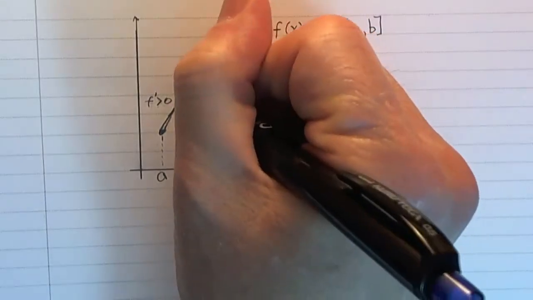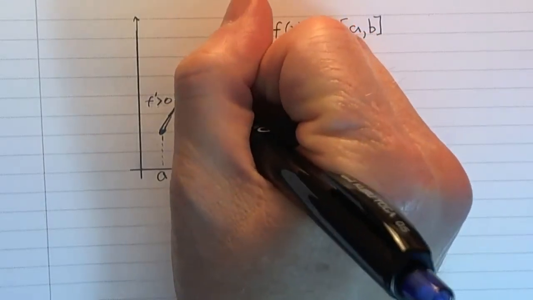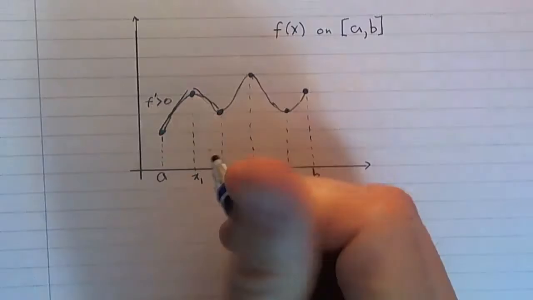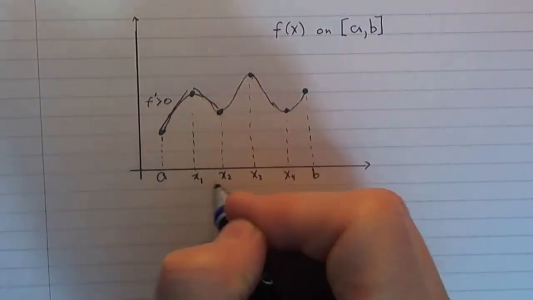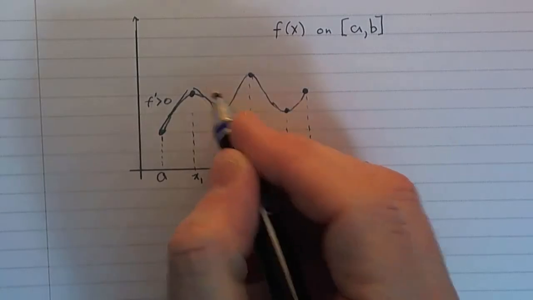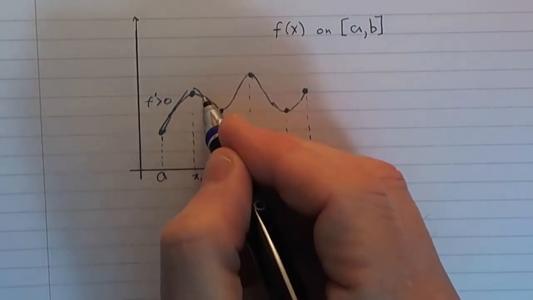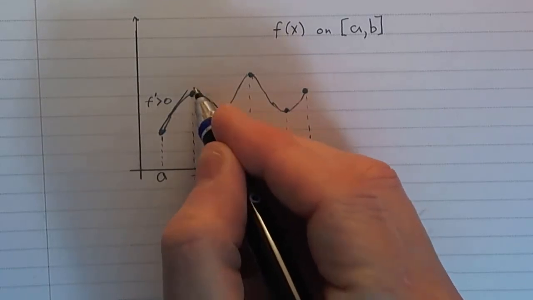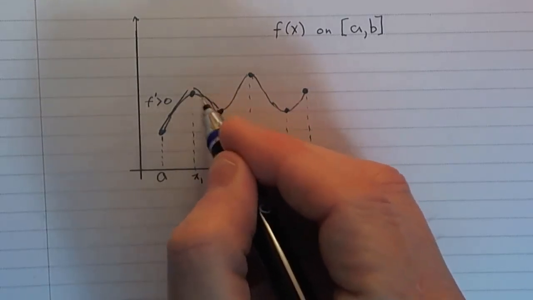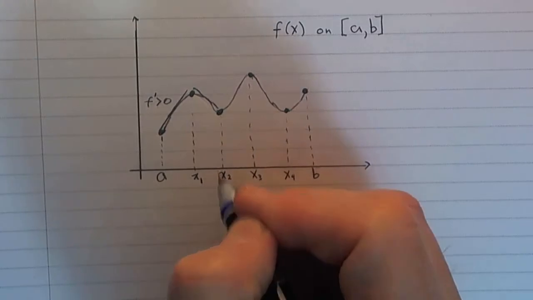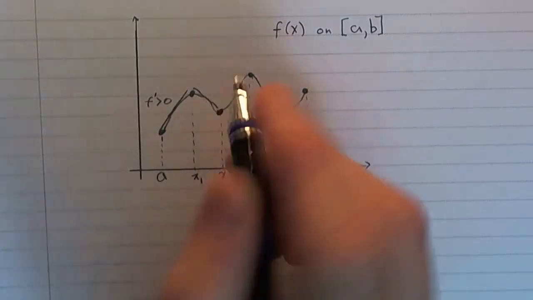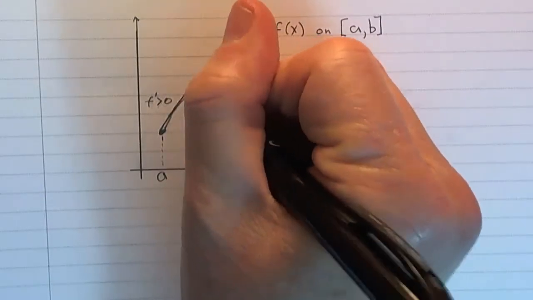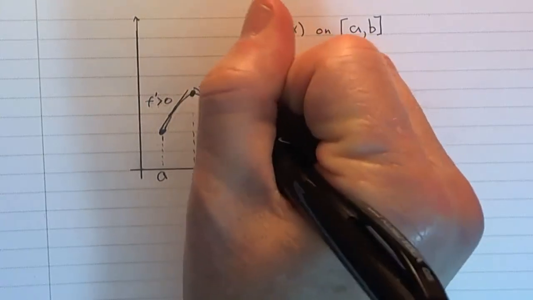Now, we could argue the same way over here. Notice from x1 to x2, this function is decreasing there. And notice I drew a tangent here. And that tangent, like any tangent I draw in this interval from x1 to x2, is going to have a negative slope. So that would tell us that the derivative is negative here.